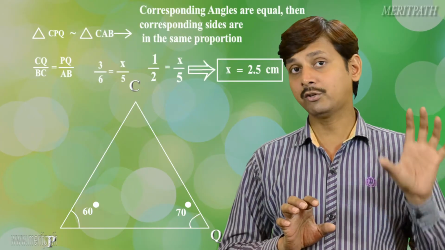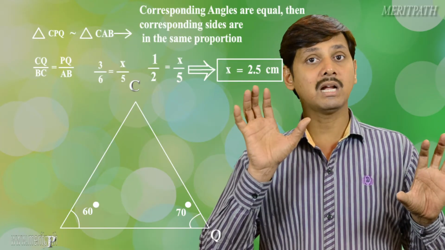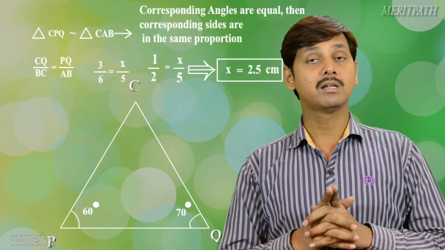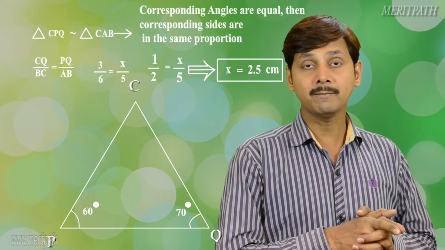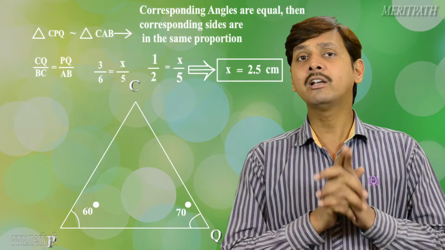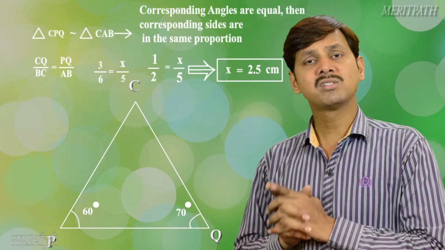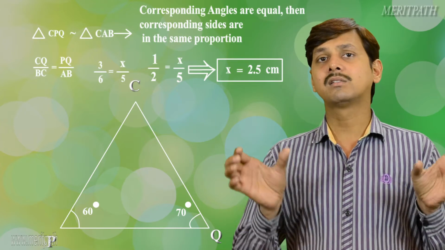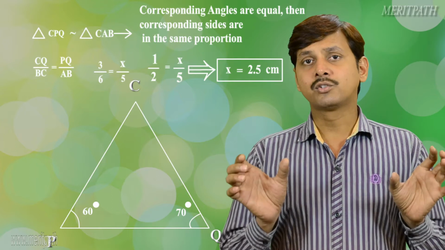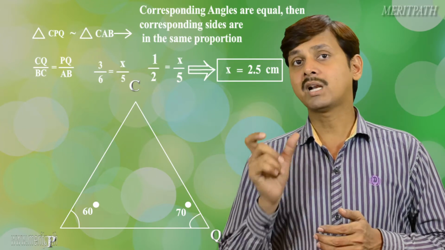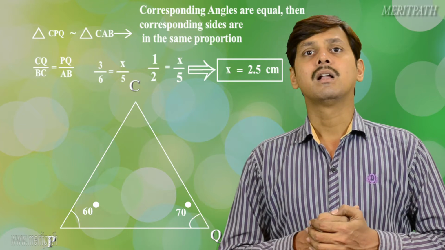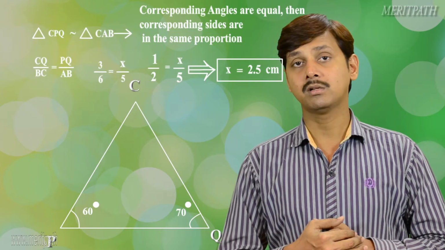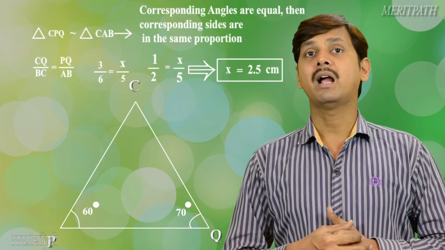Triangle CPQ is one triangle and triangle CAB is the second triangle. When we observe these 2 triangles, the corresponding angles are equal. Angle P equals angle A equals 60 degrees. Angle Q equals angle B equals 70 degrees. So the corresponding angles are equal. Then we can say that these 2 triangles are similar. If these 2 triangles are similar, then the corresponding sides are in the same proportion. Now we can use this property and find the value of x.